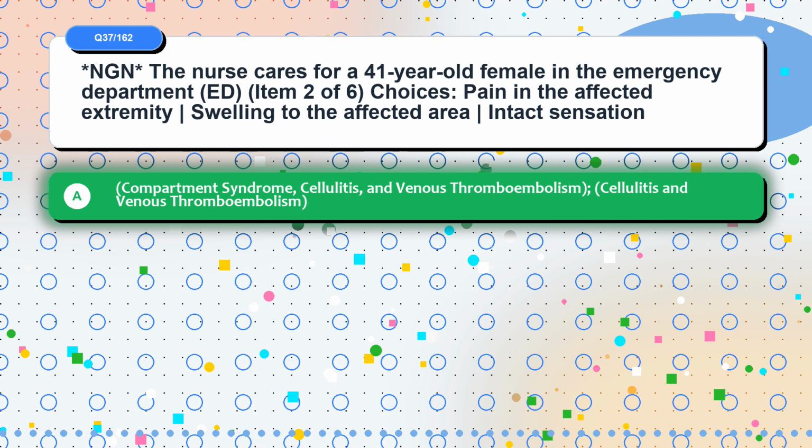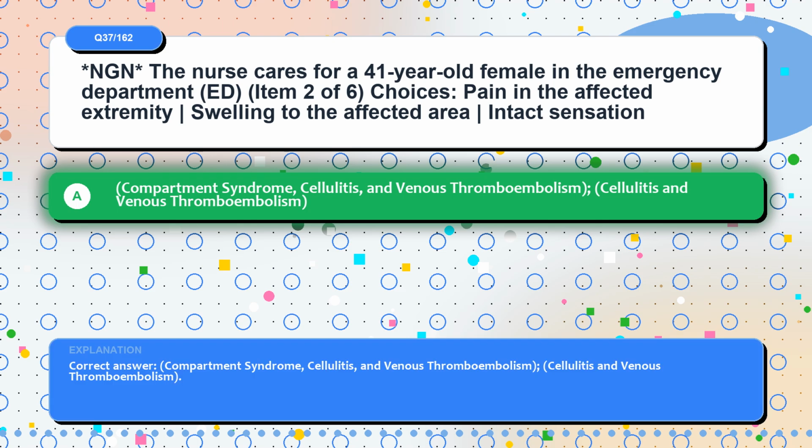The correct answer is option A. Compartment syndrome, cellulitis, and venous thromboembolism. Correct answer: compartment syndrome, cellulitis, and venous thromboembolism.